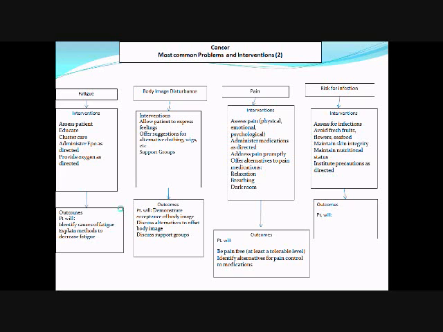Looking at outcomes, pretty simple. The patient will remain free of the infection during his or her hospitalization. That would be our goal there.